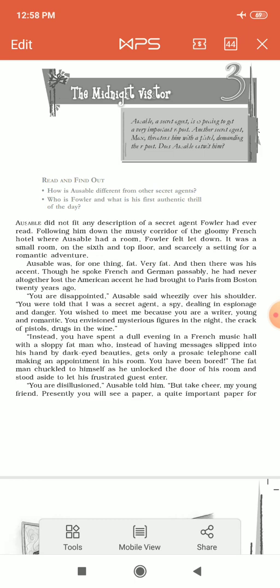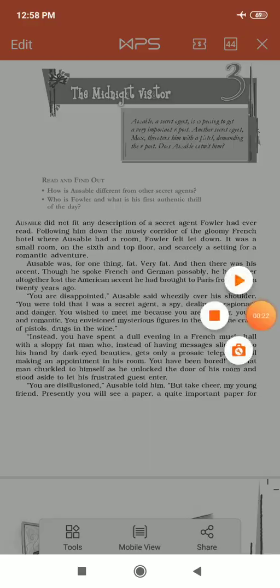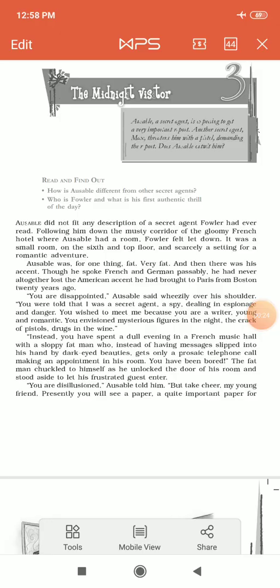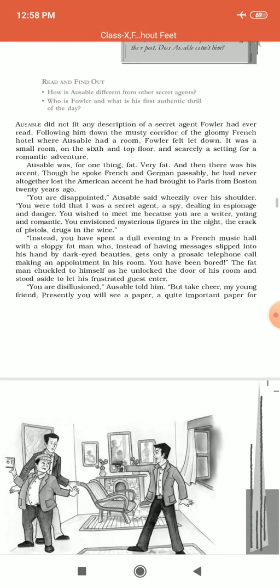Children, today we are going to do our third story of our English supplementary reader book. The title is The Midnight Visitor. The story has been written by Robert Arthur and that belongs to the thriller kind of fiction, right? So the story would have some thrilling incidents, so listen to it carefully.